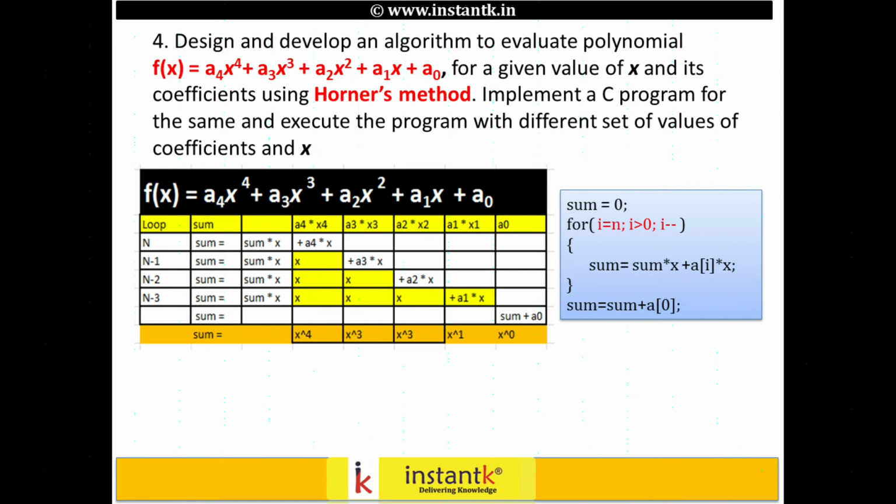So what we need to do is read x for sure, and read the values of the variables a4, a3, a2, a1 and a0, and write C code to compute the polynomial. If you had an Excel sheet, you would have just taken the power of 4, power of 3, power of 2. But here the most efficient program is what is expected. Implement a C program for the same and execute the program with different sets of values.